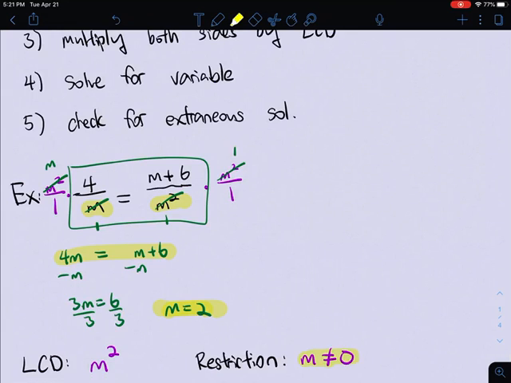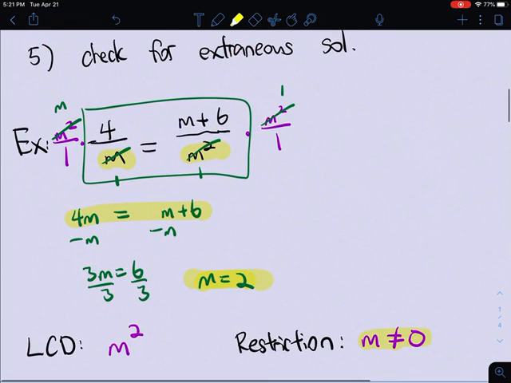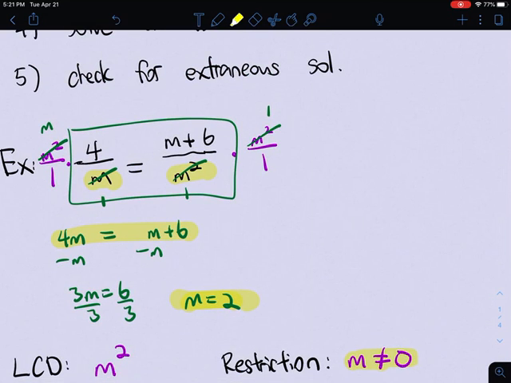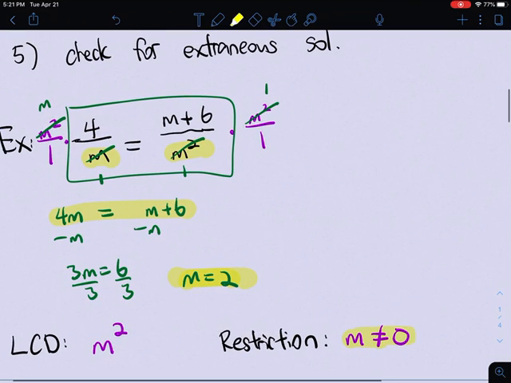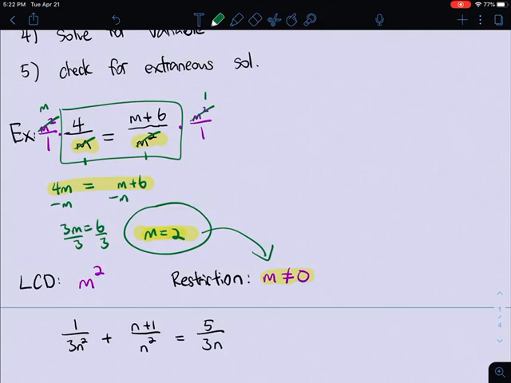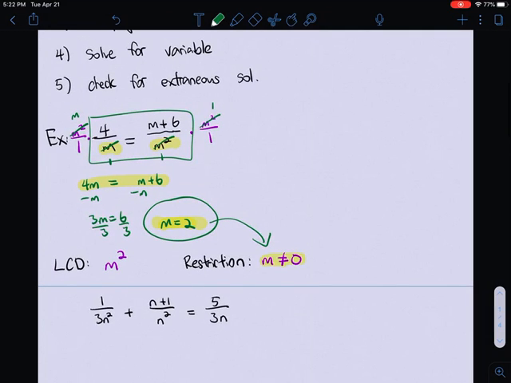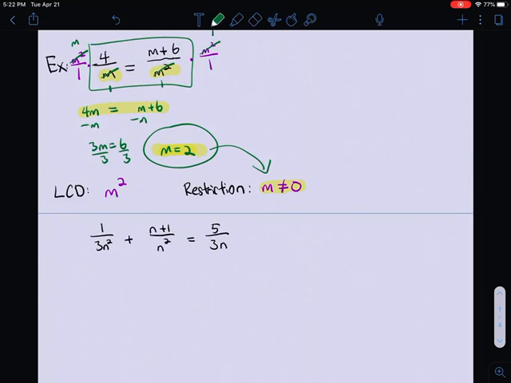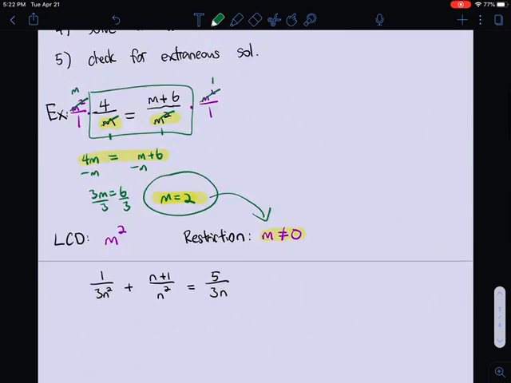Basically, what step 5 says is if your answer at the end is a restriction, then that's actually an extraneous solution. So here I get m equals 2, which is not equal to 0, so m equals 2 is a solution. But if I got m equals 0 here, then that would be extraneous. Once again, don't worry too much about that as of now. We will talk more about that next time.